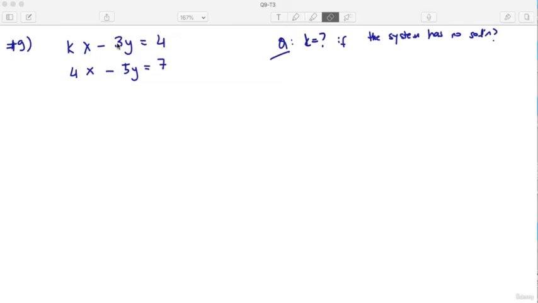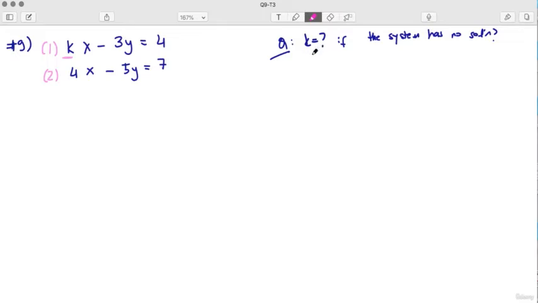Question number 9. In this question, we are given a system of linear equations. Here's our first equation. Let's label them: first equation and second equation. Now note, in the first equation, the coefficient of variable x has k. No, it's not a number as in the others. So it's the letter k. It's an unknown, and we need to find it.